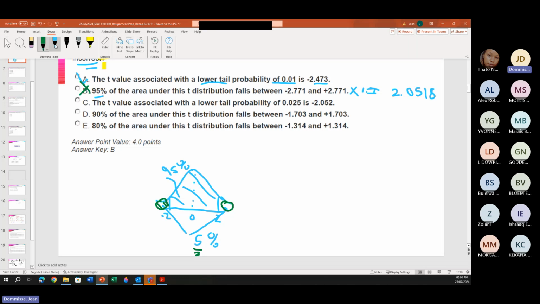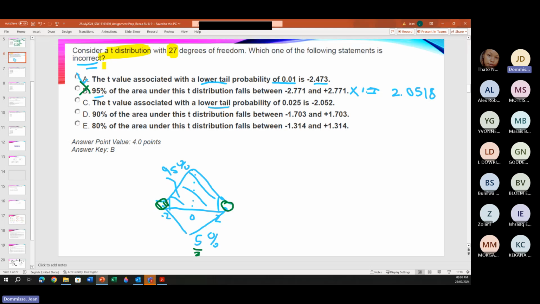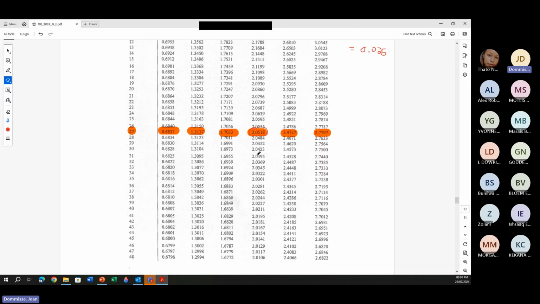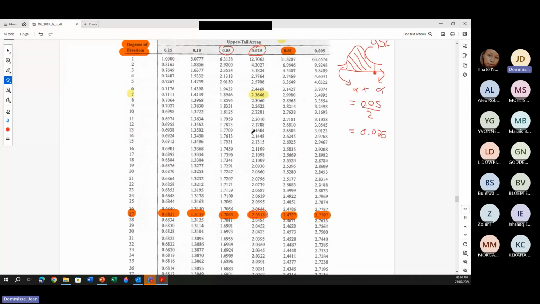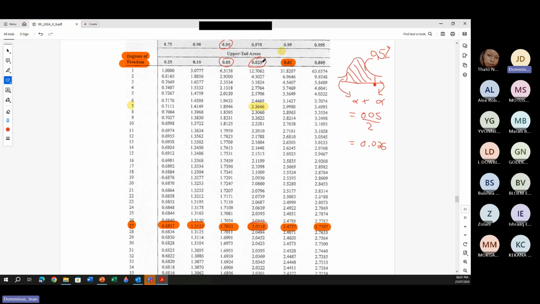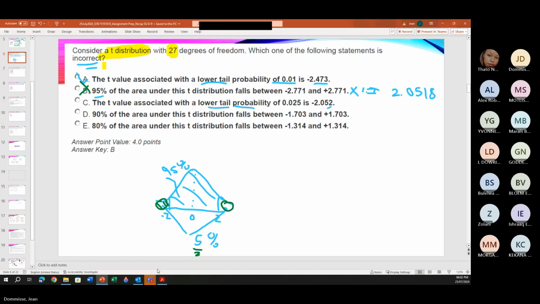So let's look at a t-value associated with a lower tail probability. So lower tail, again, negative of 0,025. So that's actually the one that we had now. Lower tail will just have the negative, so minus 0,052. So that one is correct.